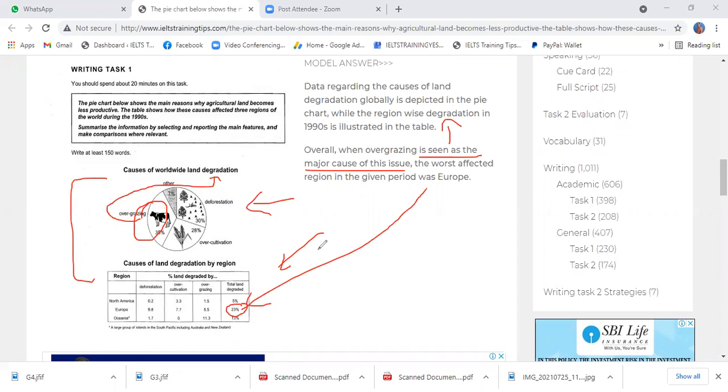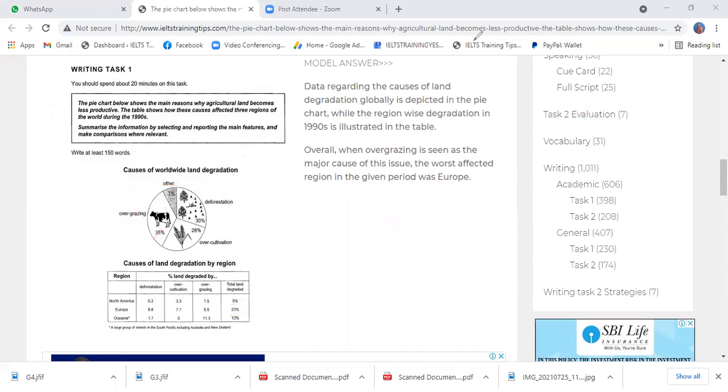You may have another overview. This is what I am going to discuss in the coming paragraph: overgrazing and the worst affected area. This is what I'm going to highlight. You may have another, better overview, you may formulate that, no issues there.